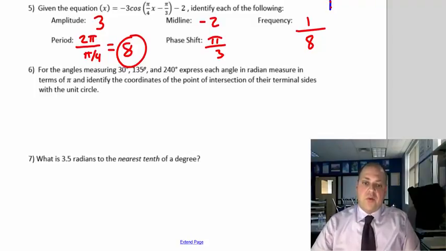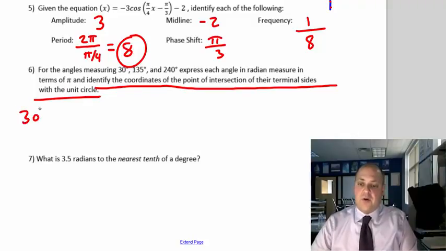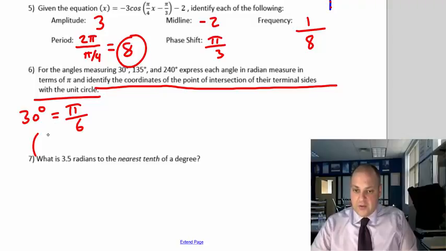For the angles measuring 30, 135, and 240 degrees, express them in radian measure and identify the coordinates of the points of intersection with the unit circle. So I already did this ahead of time to save you time. 30 degrees is pi over 6, and that's going to be the point radical 3 over 2, 1/2. You just go to your unit circle.